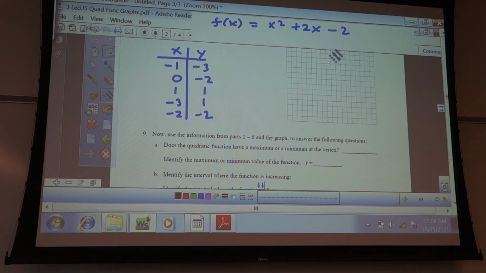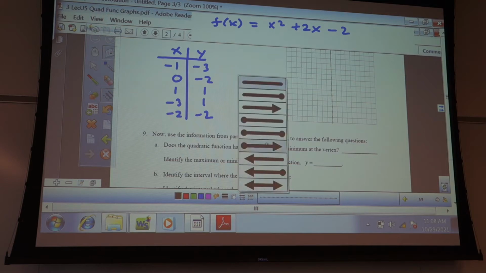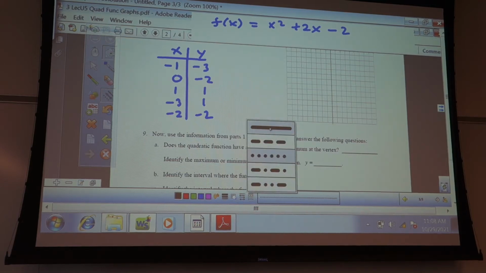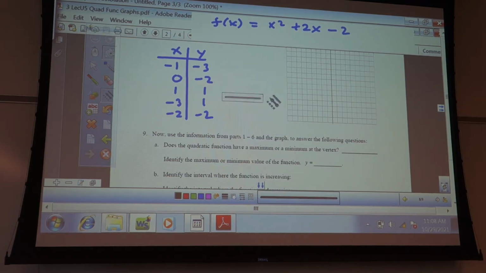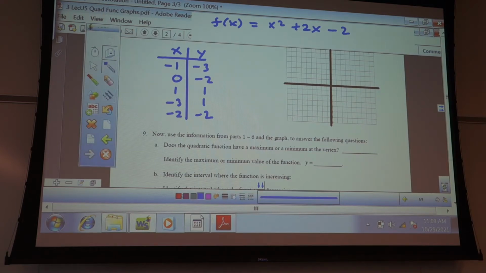All right, so let's see. I'm going to go ahead and draw in my lines here. It's not very thick. Let me try to get it a little bit thicker and straighter. That was a little too thick, but that's okay. No worries. All right, and then we can graph in our points.